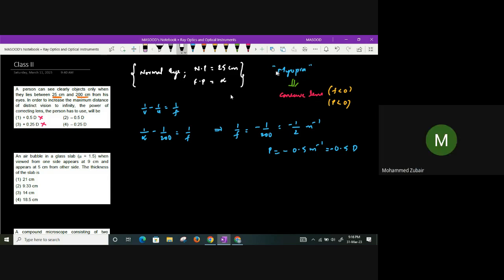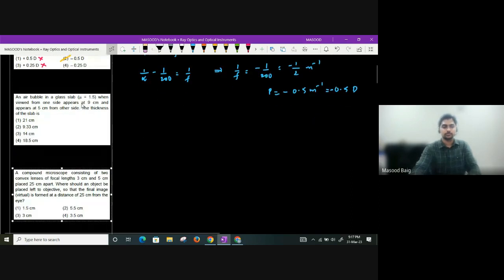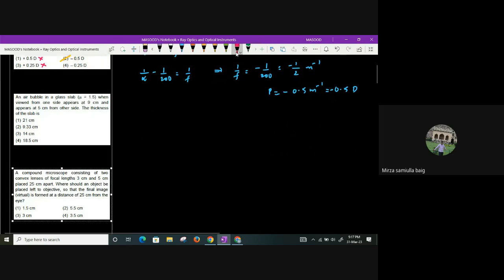Understood? They are asking us to increase the distance of distinct vision to infinity. Then I should use which lens? The correcting lens should be a concave lens, which will have negative power. So our answer should be minus 0.5 diopters. Clear? I hope it is clear.